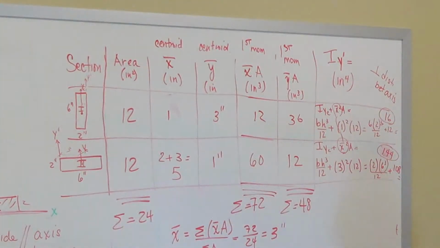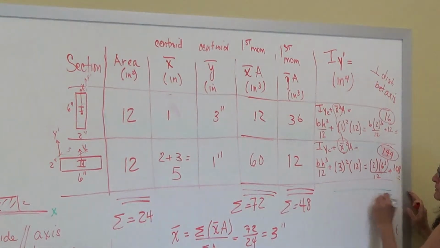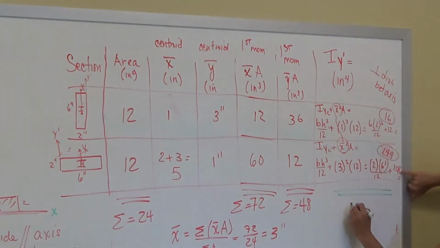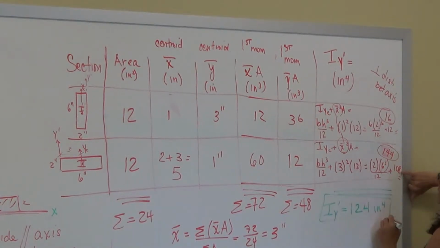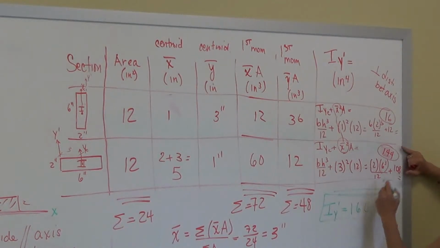But what was the question? The question asked us what the total moment of inertia was. So we add these two. 124. And what's the units? Inches to the 4. No, sorry. 16. Thank you. 160. You already carried the one. No, this is wrong. Sorry. I don't know what I'm doing. So 0, carry the 1, 160.